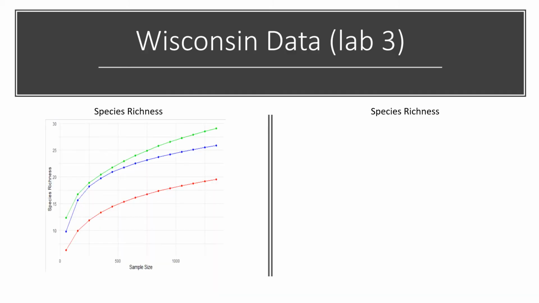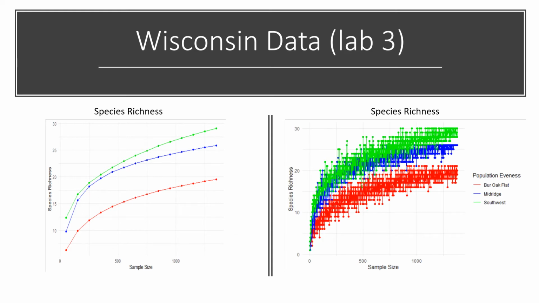And to give you a better idea of how my function works, I looked at the data from lab 3 again. In the original data set, you can see that the blue and the green curve look pretty distinct. However, when you run it through my function and you add that variability, it doesn't seem that we could be confident that these two different populations have a different richness. And so my function just adds a little more information to the rarefaction curve.